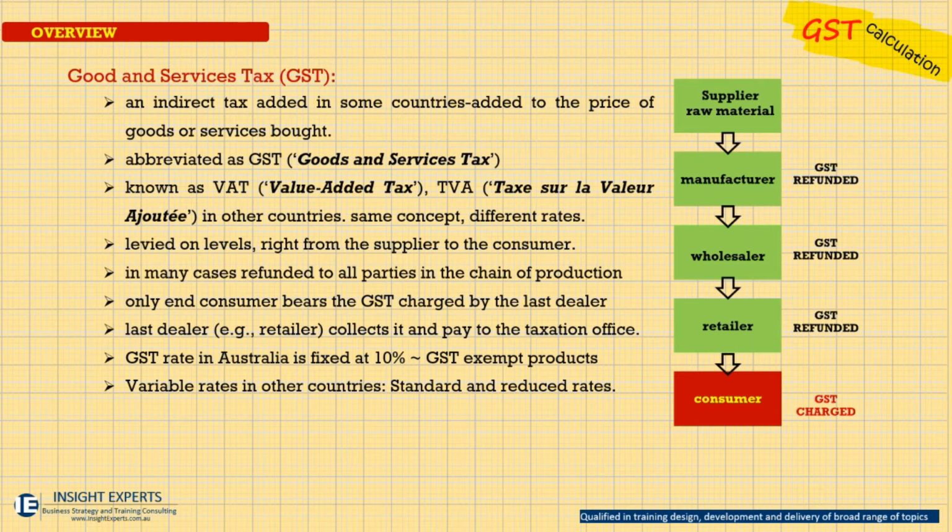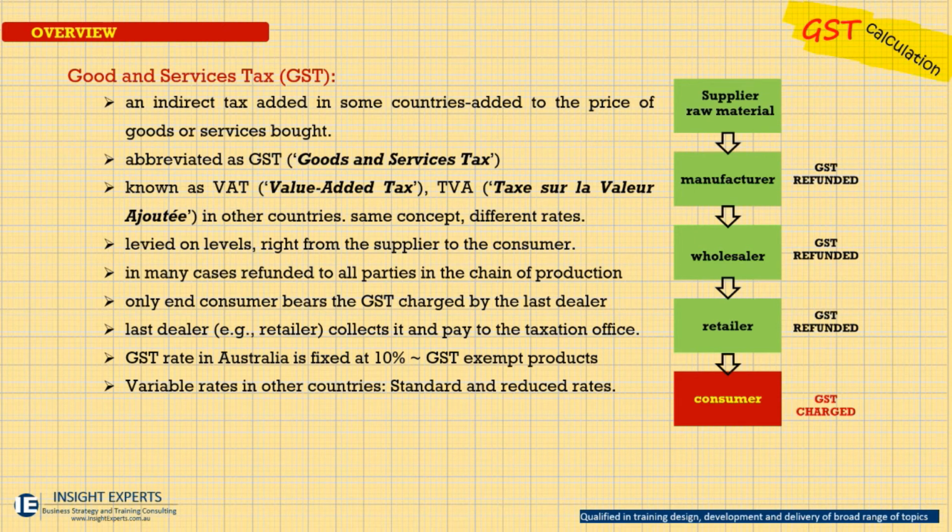Now, GST is levied on different levels, right from the supplier to the consumer level. And in many cases, those involved in the production and supplying chain get the money back. And at the end of the day, it's only the consumer who ends up paying the GST. Now, registered retailers at point of sales collect this extra money called GST from the consumers on behalf of the government or on behalf of the taxman and pay it back to the taxman when it is due.